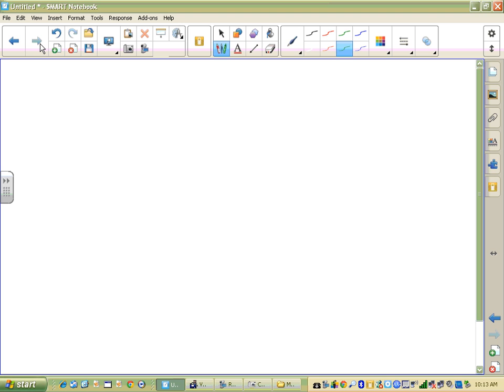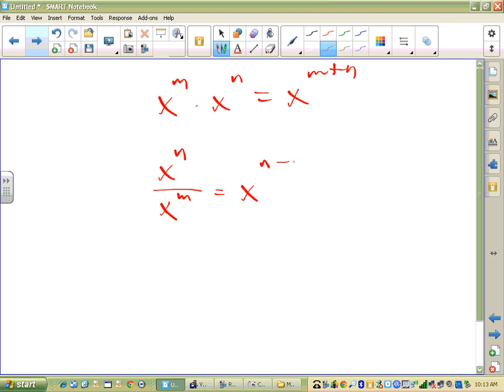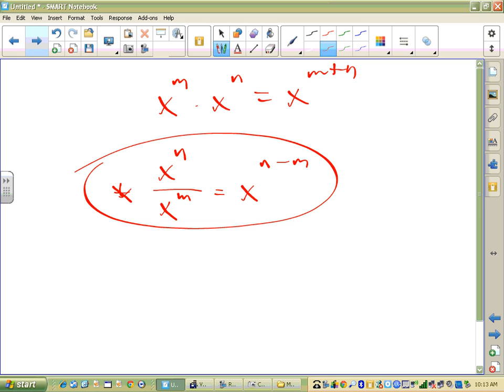Let's think of some other exponent rules. If the bases are alike and you're multiplying, you write the base, add the exponents. If the bases are alike and you're dividing, you write the base and subtract the exponents. This rule right here is kind of at the heart of why the zero exponent rule comes to fruition.